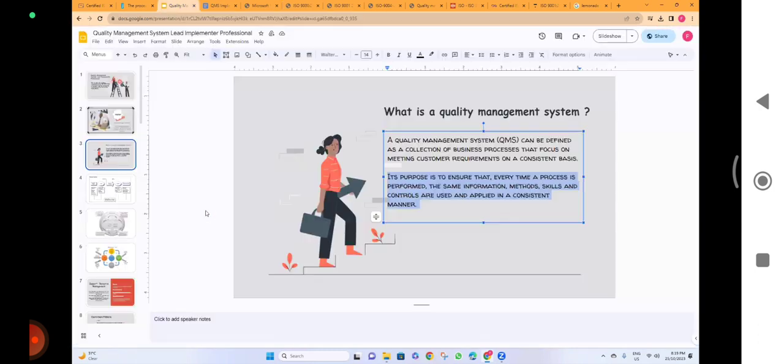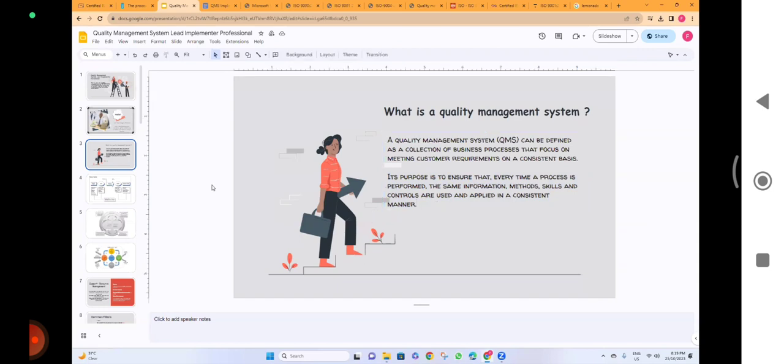That is the job of a lead implementer. And at the end of the implementation journey, what you want to achieve is to ensure that every time the process of providing a product or a service is performed, we use the same information, the same method, and the same skills, so that even if we serve 1 million customers, we are going to have the same product, the same quality, and so on. That is what we call a quality management system.